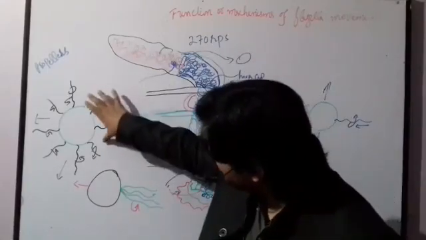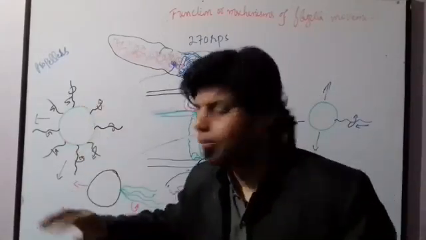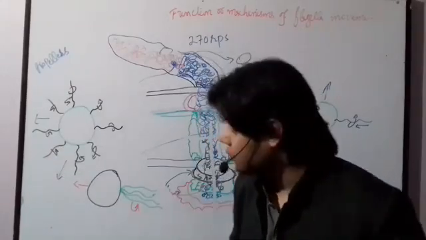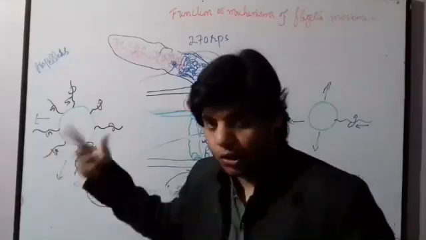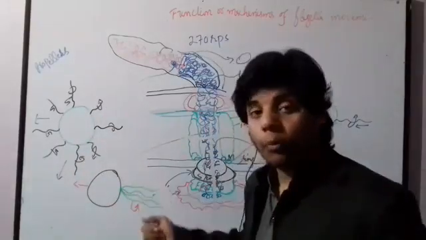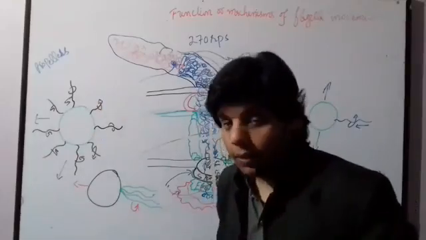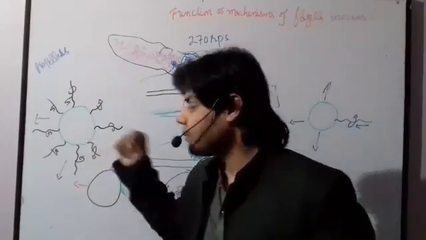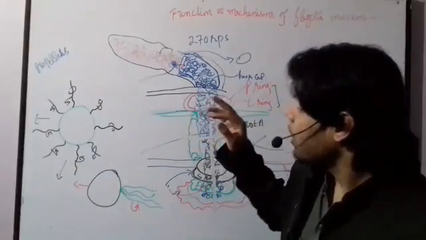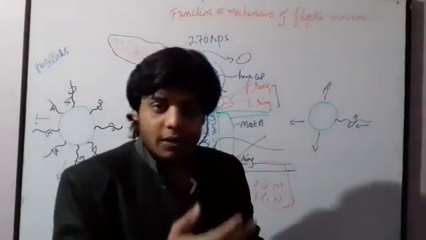But the movement of peritrichous bacteria is not clearly understood. Why? Because sometimes they show tumble movement, sometimes forward movement, sometimes backward movement, because they have a lot of flagella. So the movement of this bacteria is not clearly understood. So that's how the bacteria can move.